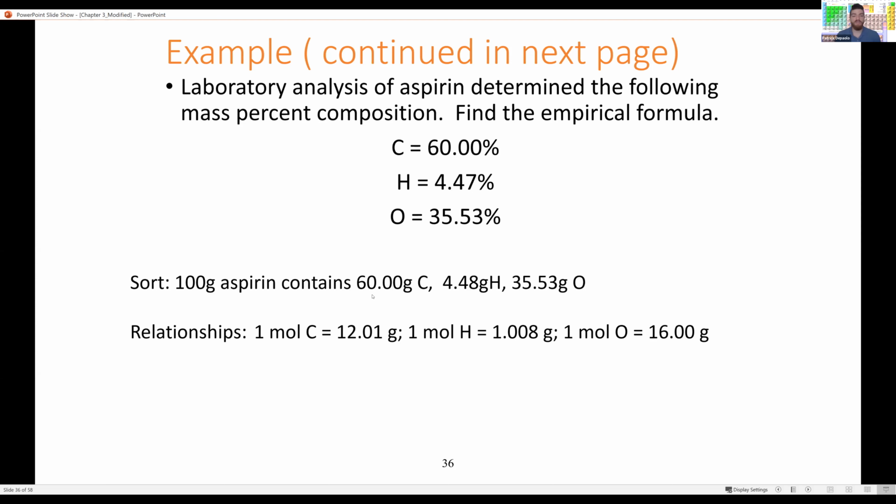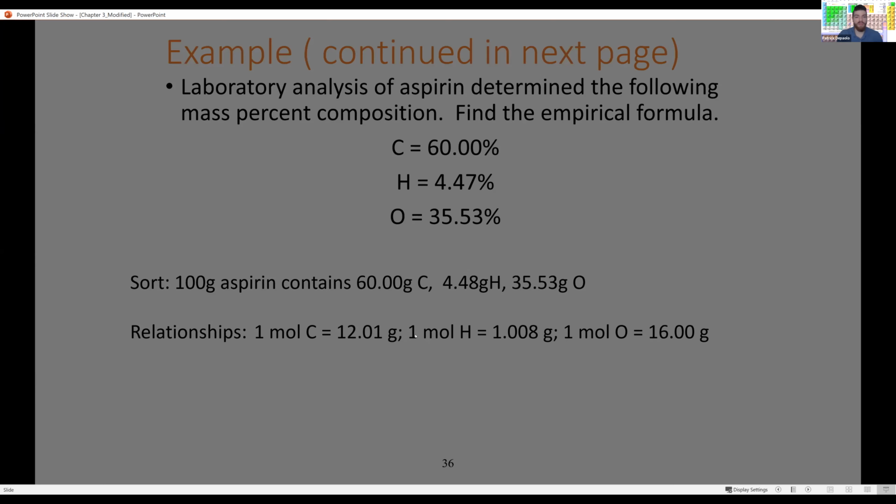So you do 60 divided by 12.01, 4.48 divided by 1.008, 35.53 divided by 16. So before we show the rest of the work, I'll just do it by hand, and you can do it along with me or stop me. For carbon, 60 divided by 12, I got 4.99, so that's 5. For the hydrogen, I get 4.44. And then for the oxygen, 35.53 divided by 16, I get 2.2. So our lowest number is 2.2.